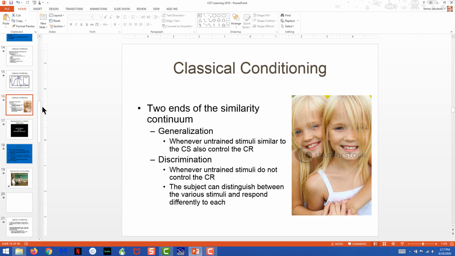So when we talk about untrained cues controlling behavior, we're referring to a process called generalization. If, however, the untrained cues are established as non-cues for reward, then we're calling it discrimination. Generalization and discrimination are simply two ends of the same continuum.